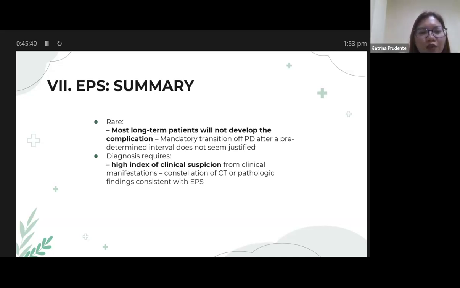And so the diagnosis requires a high index of clinical suspicion from clinical manifestations, a constellation of CT or pathologic findings consistent with EPS. Because as mentioned by all of you, no gold standard diagnostic laboratory or imaging is available for EPS. So it requires a high index of clinical suspicion, with correlation of the history, risk factors, and clinical presentation, as well as the imaging findings.